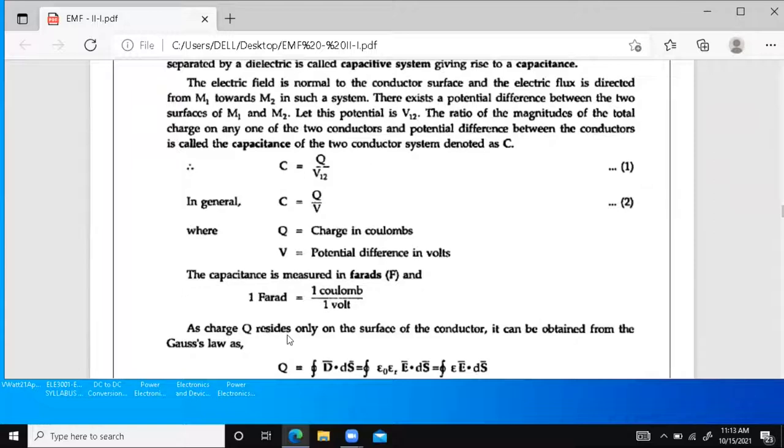As the charge Q resides only on the surface of the conductor, it can be obtained from the Gauss law, where Q is the integral over the closed surface of D dot ds. D is epsilon E, where epsilon is E naught times ER. Tell me if we're still holding it together. Yes, sir.